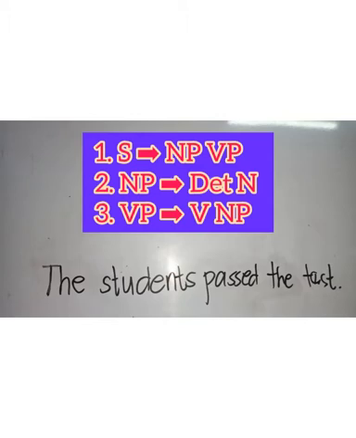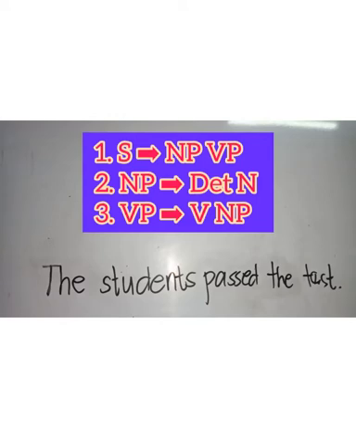Okay, so we are saying that a sentence has a noun phrase and a verb phrase, and a noun phrase has a determiner and a noun, and then a verb phrase has a verb and a noun phrase. So what we are going to do is diagram this sentence, in order for us to be able to represent the first three phrase structure rules.